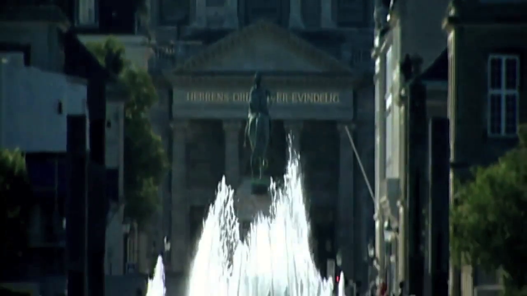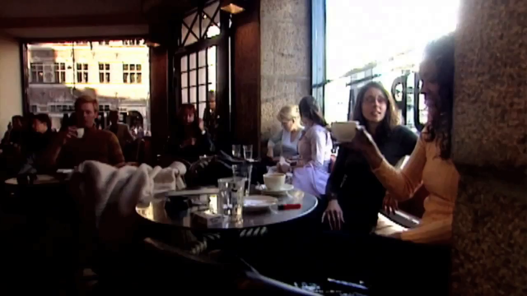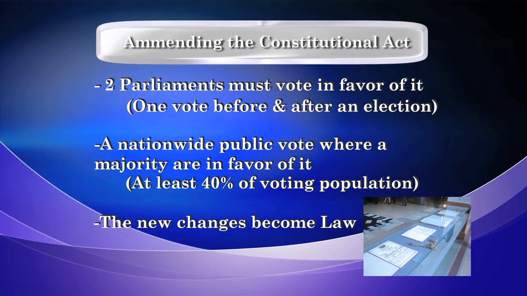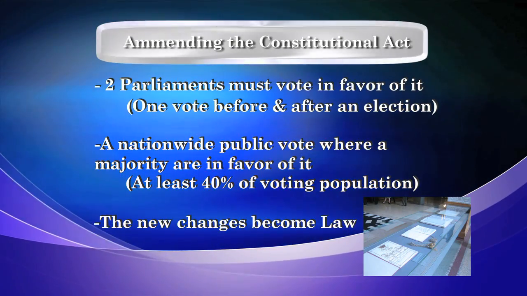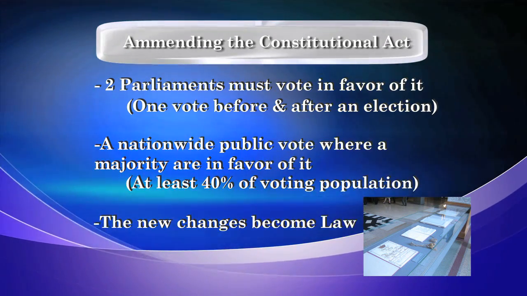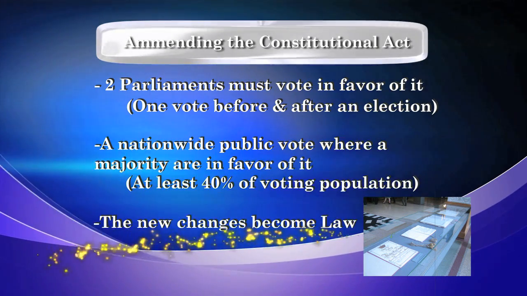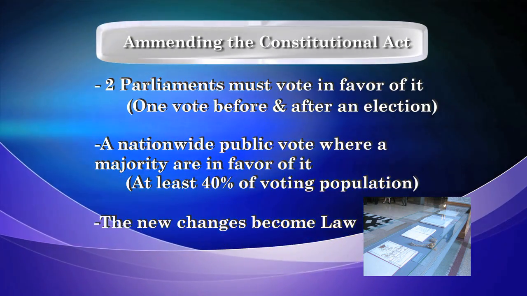A special election would be held for all citizens 18 and older to vote in favor or against the new constitutional ideals. The vote requires not only a majority in favor, but at least 40% of the voting population participating in the election. Once everything falls into place and the country agrees on amending the Constitution, the new changes would become law and placed into the new Constitution.